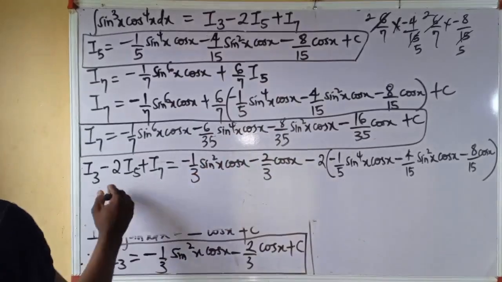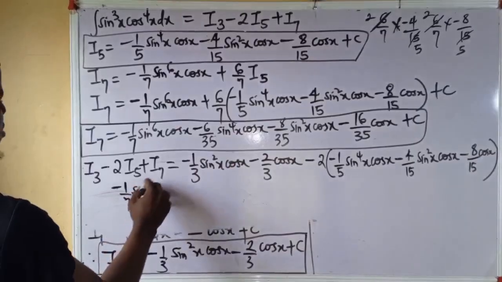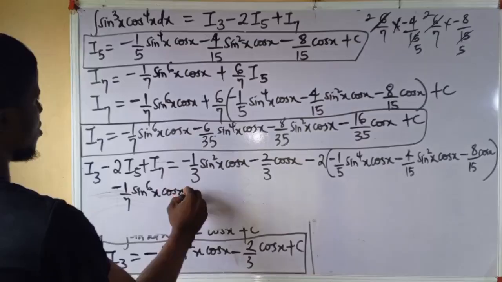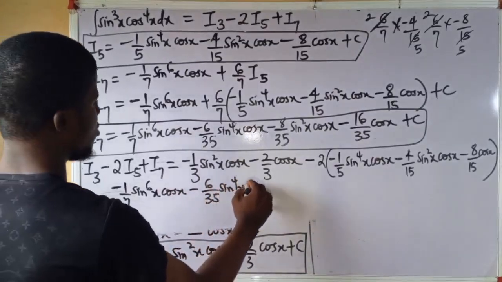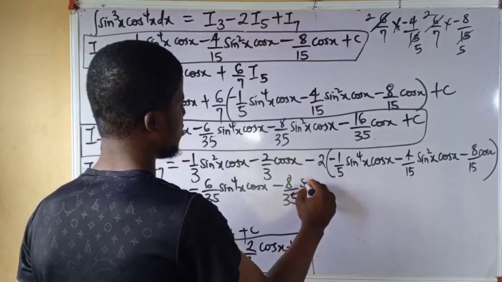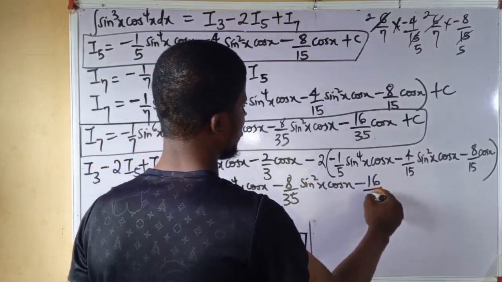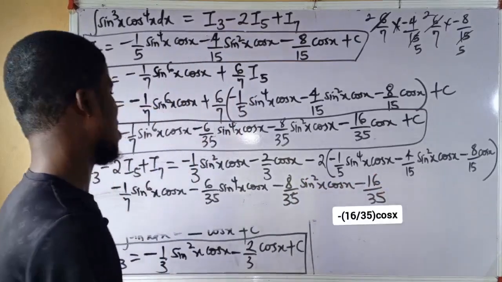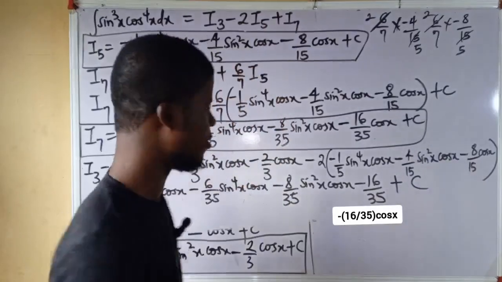So I'll just write minus 1 over 7 sine 6x cos x minus 6 over 35 sine 4x cos x minus 8 over 35 sine squared x cos x minus 16 over 35. So I will now add a constant of integration at the end of everything.